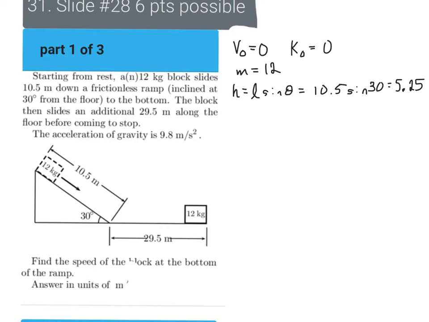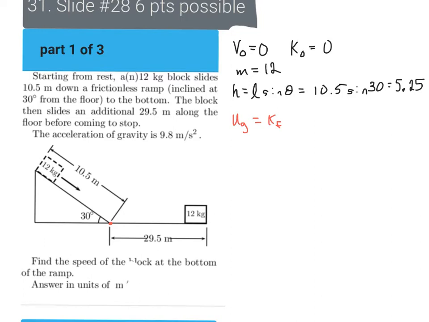So in part 1 they have us finding the speed of the block at the bottom of the ramp. The easiest way of doing this is to look at what we have at the beginning. So the energy that we initially have is gravitational potential energy, and at the bottom of the ramp the energy that we have is some final kinetic energy. At least final in the sense that it's at the bottom of the ramp. So it wants the speed at the bottom of the ramp.